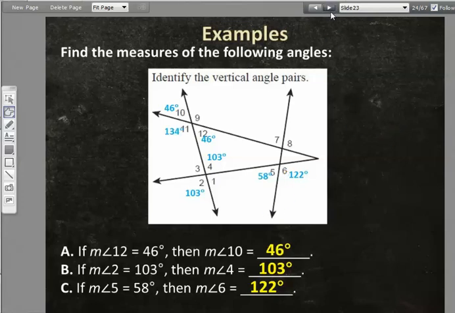Oh, I guess I just threw in an extra page here. Yeah, I did. Oh, I know what I did. I went ahead and was showing you these are a linear pair. So if 12 is 46 and 10 is 46, well, 11 has to be 134. 9 is vertical, so it's also going to be 134. Now, if you look at angles 1 and 3, let's see what those are. They're going to be 77 degrees because 1 and 4 is a linear pair, 3 and 4 is a linear pair, 2 and 3 is a linear pair, and so on.